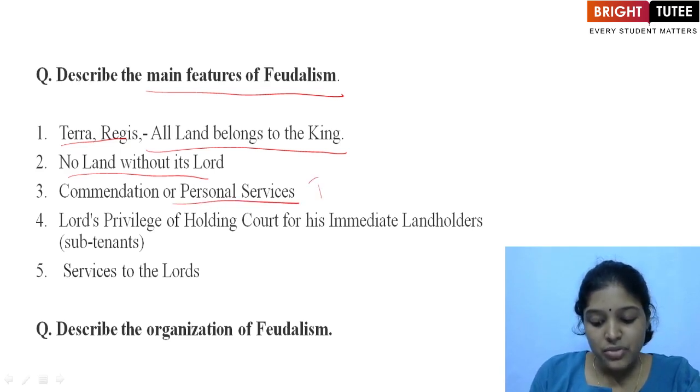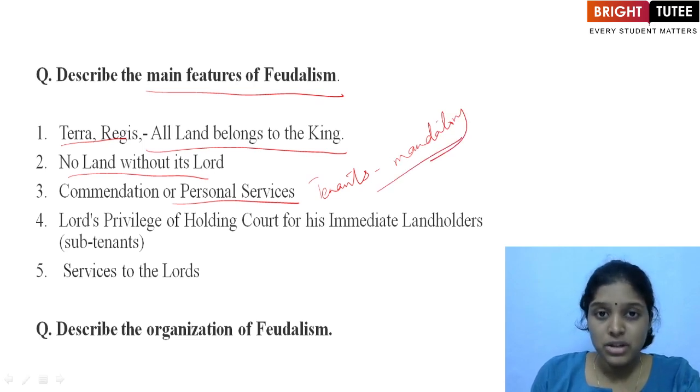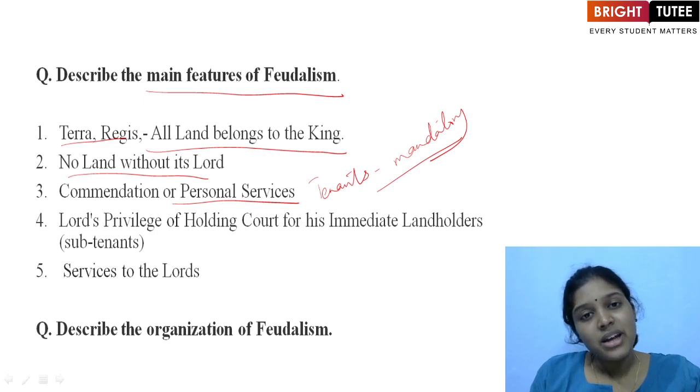So the tenants were to give personal and military service to the king. It was mandatory, or compulsory, for the tenants to serve the immediate lord. We call it immediate lord because above that there are several other lords. So the one from whom you got the land is the one who is the immediate lord of yours.